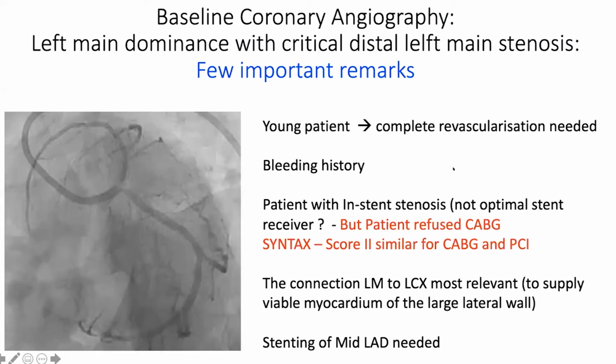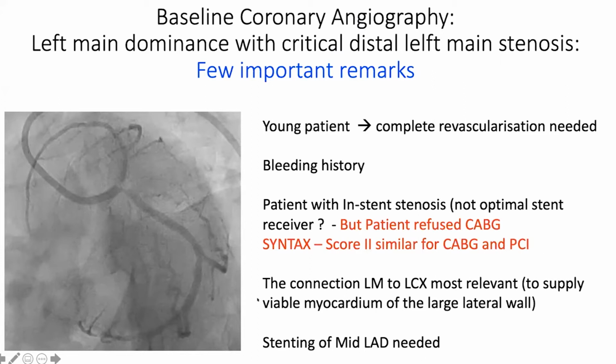And of course, we should try to get complete revascularization due to the young patient. We know also some bleeding history, so this is, I think, also an important point. Normally, we should discuss this case with surgery, but the patient refused surgery. And regarding the SYNTAX score 2, there were similar outcomes according to CABG and PCI.